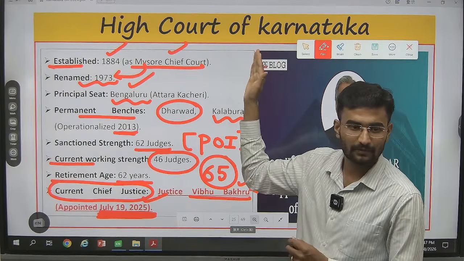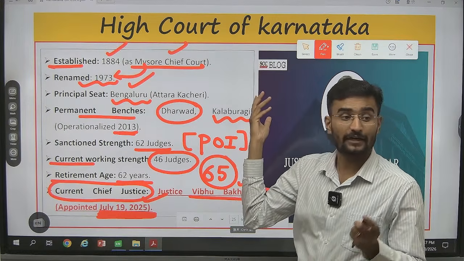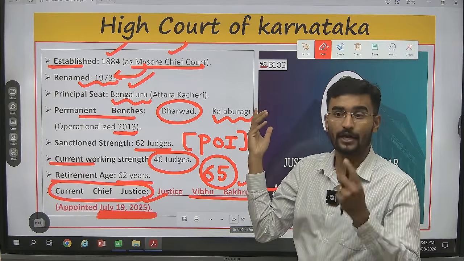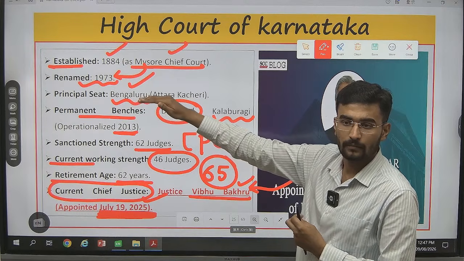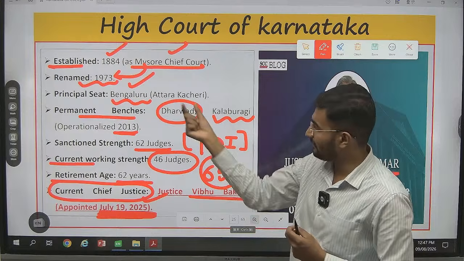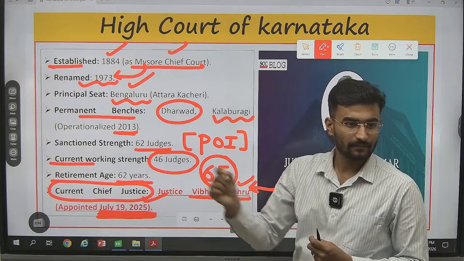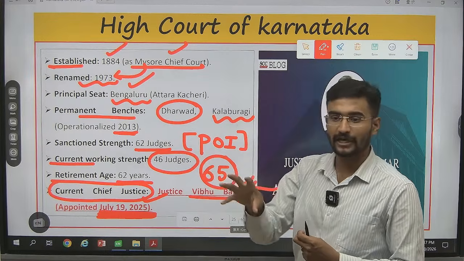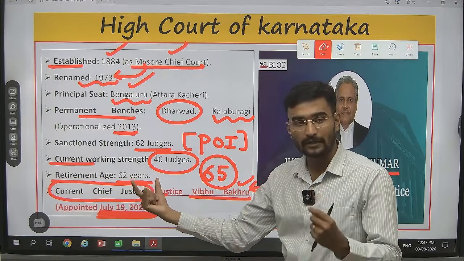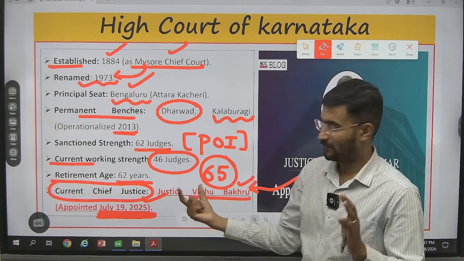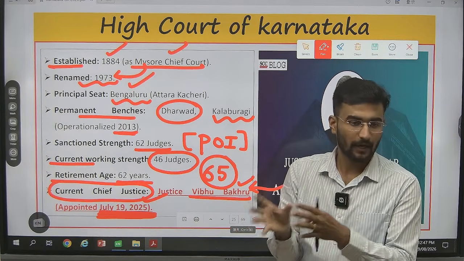When was the Supreme Court established? 1774. Where? In Kolkata. Second one, it is the principal seat of the Supreme Court. It is in Delhi. Do we have any principal benches? No. And the next one, what is the sanctioned strength? 38. But functional is almost 37, only one is vacant. At the same time, what is the retirement age? 65. And at the same time, who is the Chief Justice of India? It is Suryakant. Done. This much you should know.